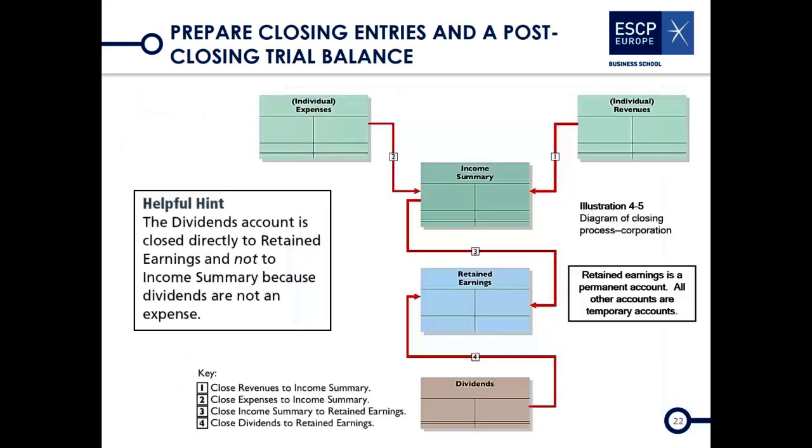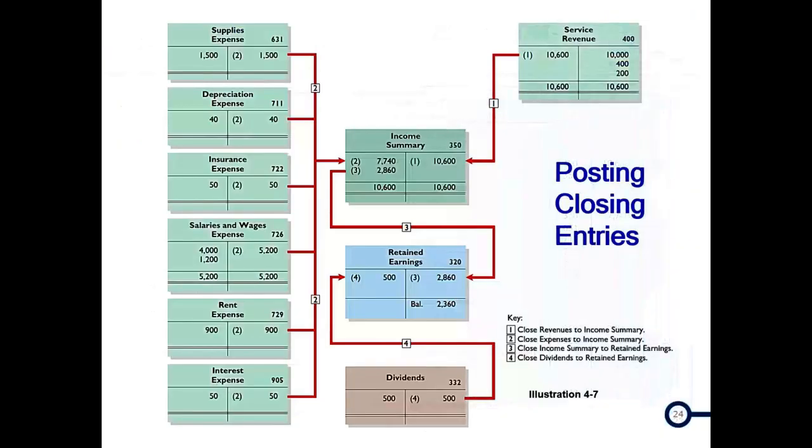Closing means the following. Maybe we just jump to the real numbers. So closing means that we have different revenue accounts and we have different expense accounts. These are all temporary accounts which need to be closed. And we have dividends down here. So at the end of the year, what these accounts show us is, for service revenue, usually it has an ending credit balance. So in this case, it's 10,600, right? So the company has generated service revenue of 10,000 and then 400 and then 200.